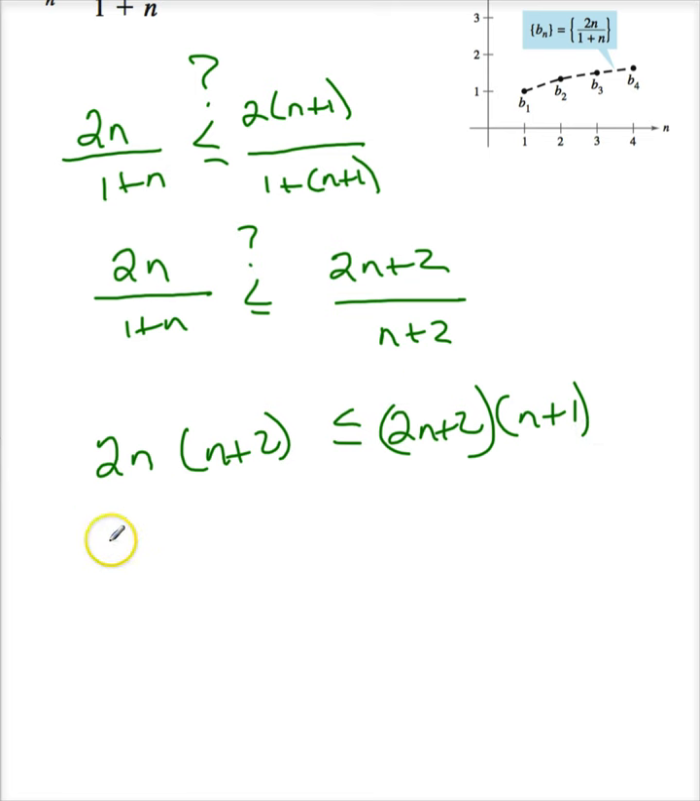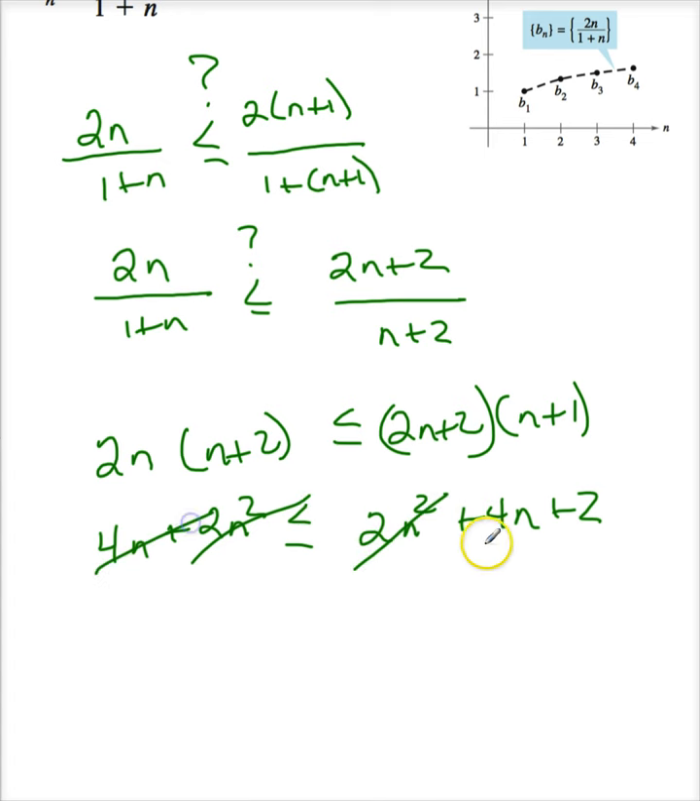Well, let me multiply this out. This is 4n plus 2n squared. Is that less than or equal to 2n squared plus 4n plus 2? Let's see, the 2n squares go away, 4n goes away, so I'm left with, is 2 always greater than or equal to 0, and the answer is yes. So this is monotonic.